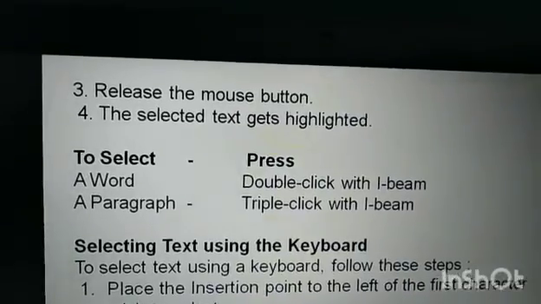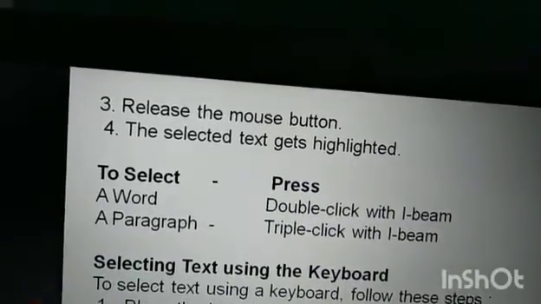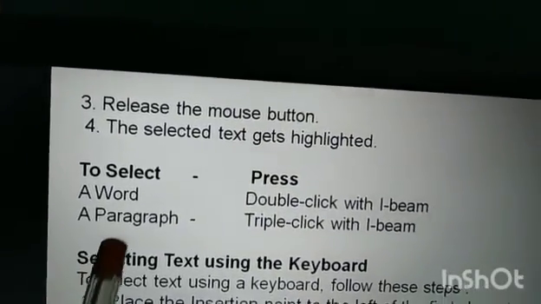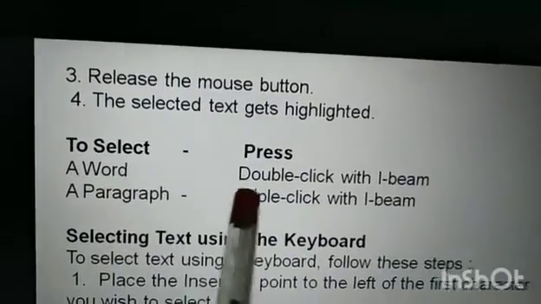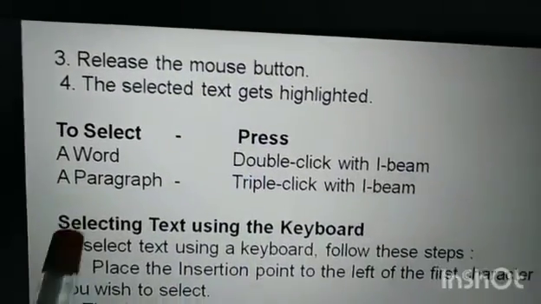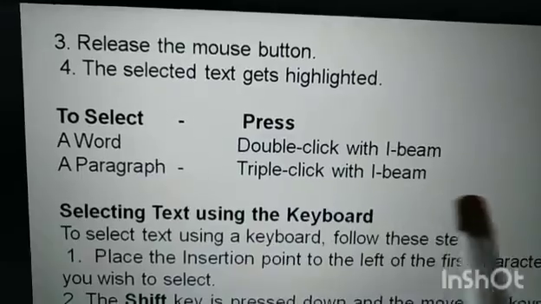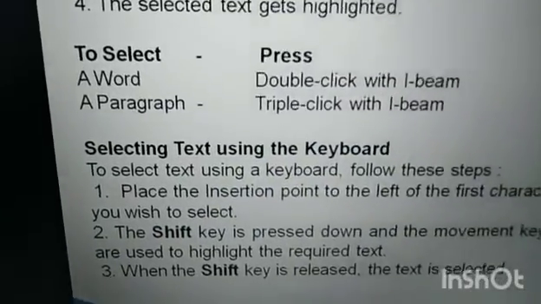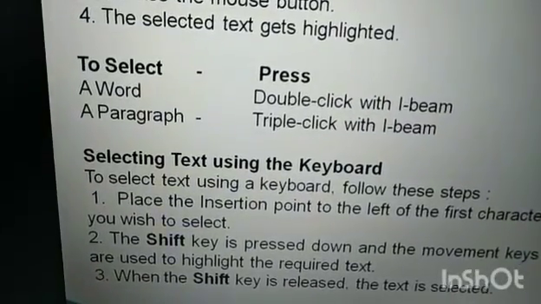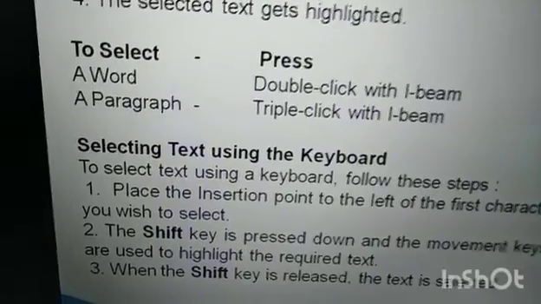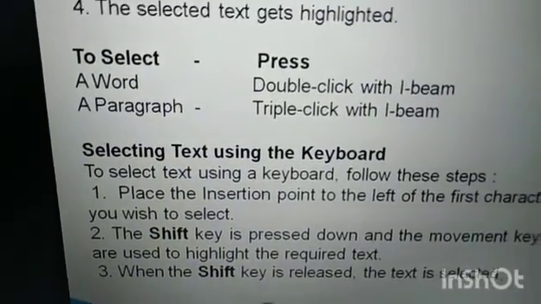So for the selection process using the mouse, we have the following 2 ways. In particular, for a word we have to double click. For a paragraph we have to use triple click. And next one, if you use the selecting process on the keyboard, we have to use the following concept.